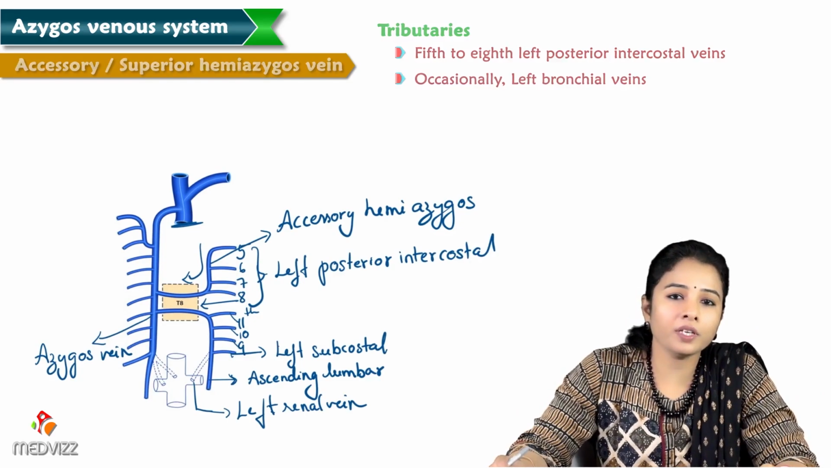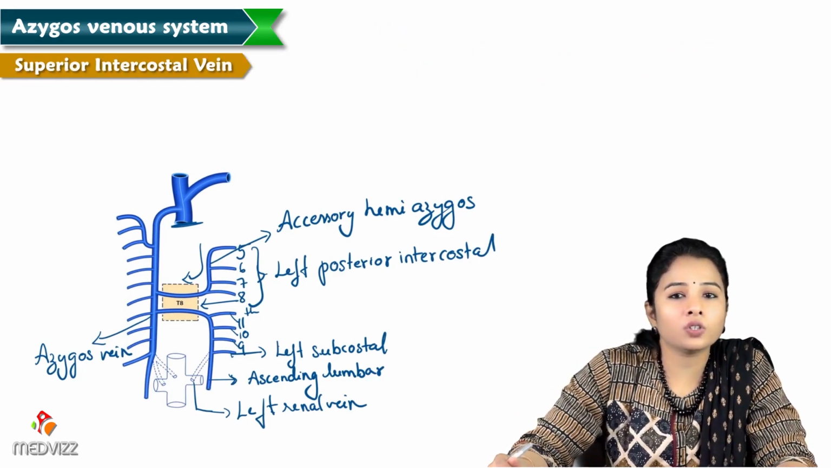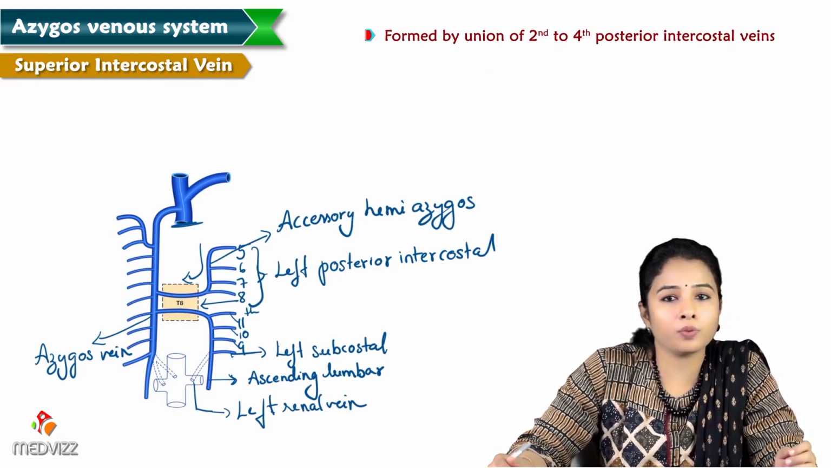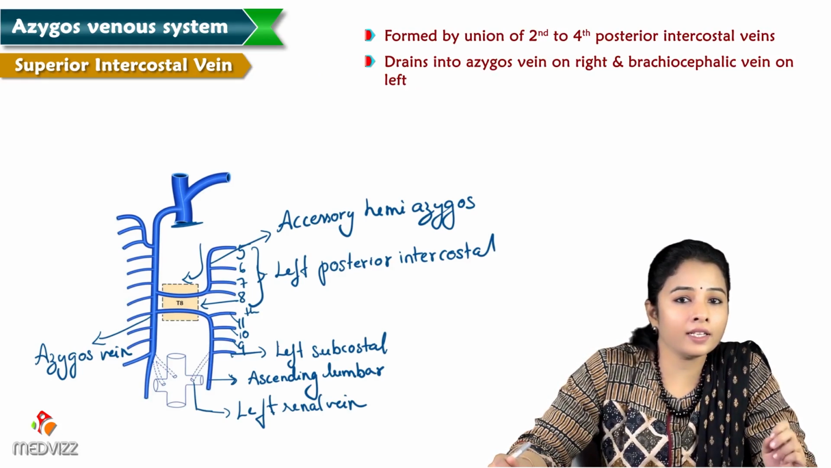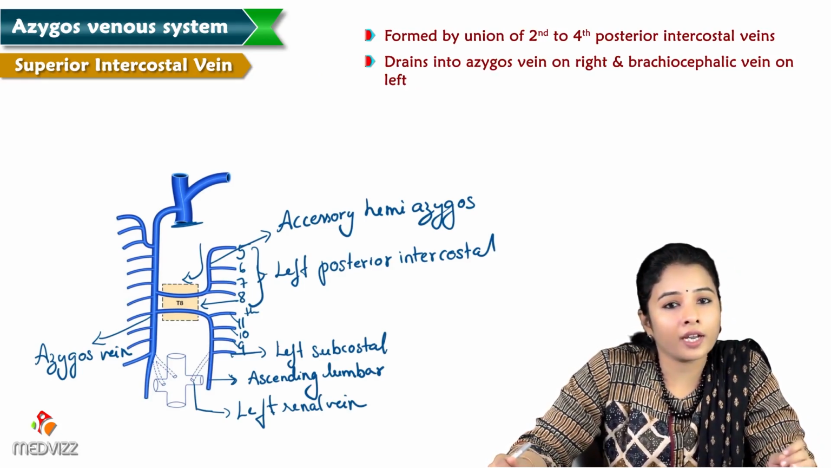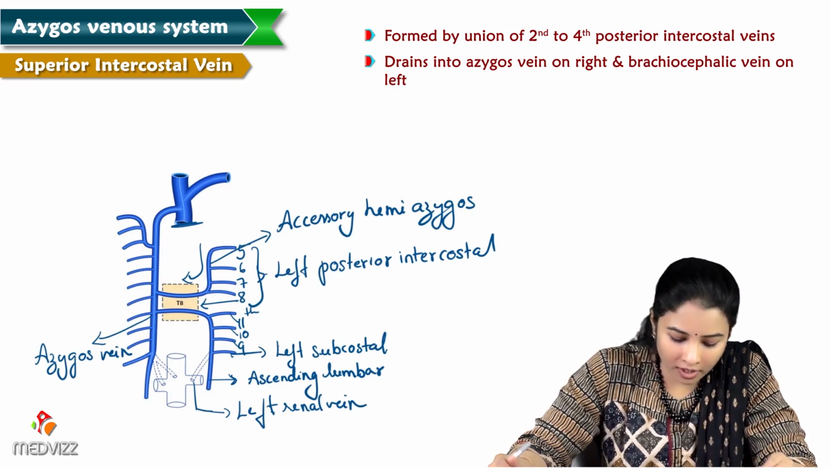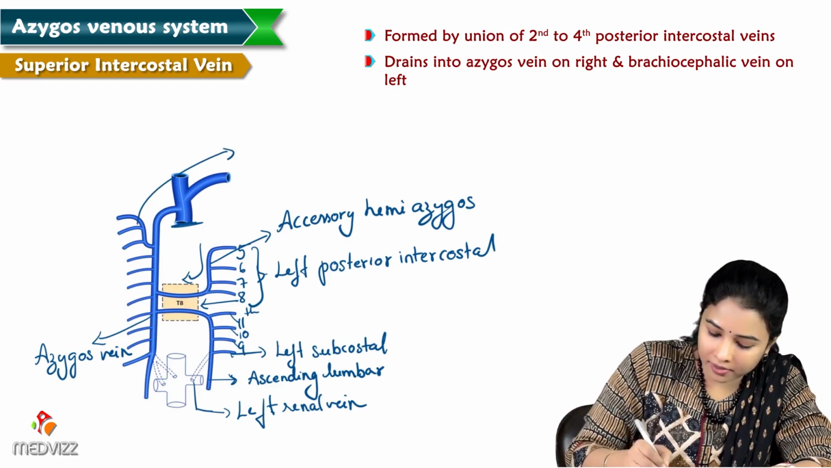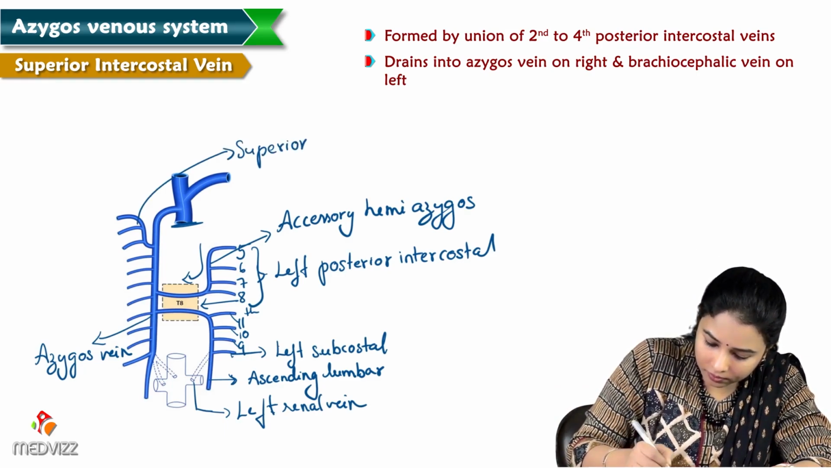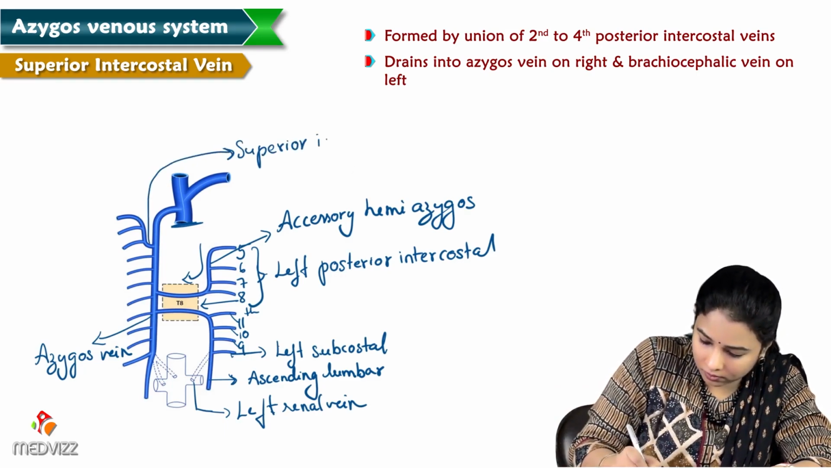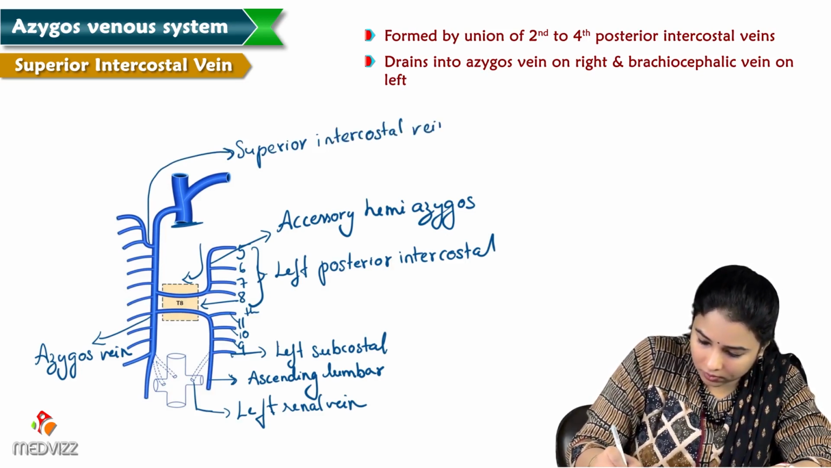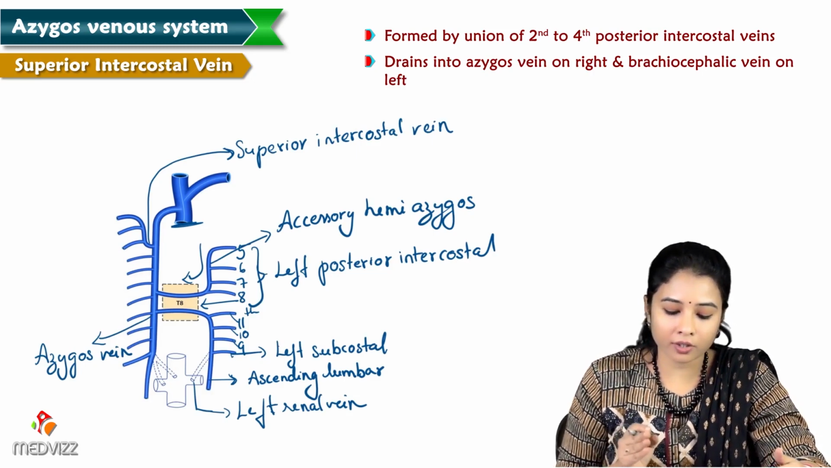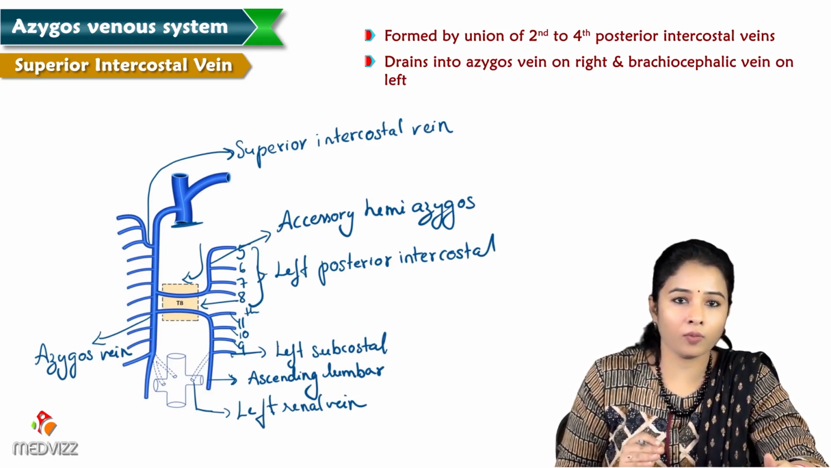Okay, next about the superior intercostal vein. The superior intercostal vein is formed by the union of the 2nd to 4th posterior intercostal veins and drains into the azygous vein on the right and the brachiocephalic vein on the left. So here is the superior intercostal vein on the right, where it is draining into the azygous. On the left side, the superior intercostal vein drains into the brachiocephalic vein.